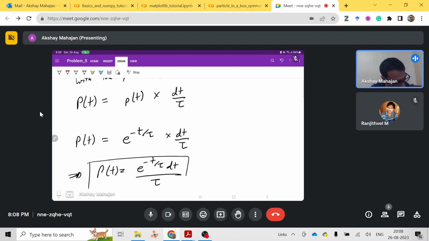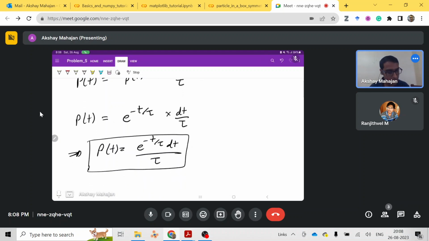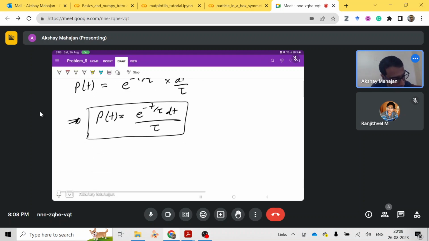So this is what we had to find: e to the power minus t by tau dt by tau. This is the probability that there will be no collision from 0 to t, and then there will be a collision in dt. Let me just write it down. This is the probability that an electron picked. Let me just write it in somewhere.